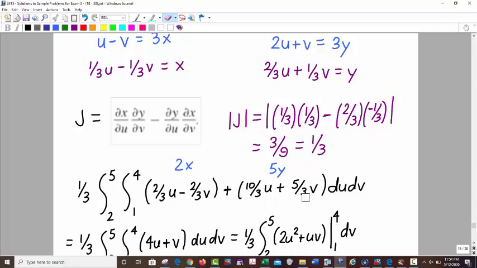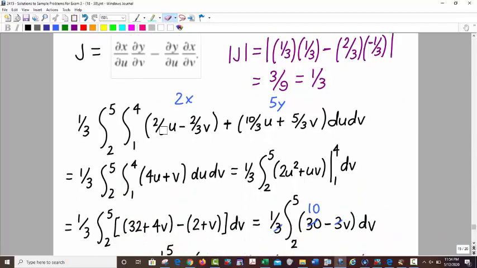So naturally I want to combine like terms before I integrate. Makes it a little easier. So a 2/3 u plus a 10/3 u would be 12/3 u, which will be 4u. And minus 2/3 v plus 5/3 v is 3/3 v, and that's just v. So now that condenses down into 4u plus v. So with respect to u, that antiderivative will be 2u squared, and v will be uv, going from 1 to 4.